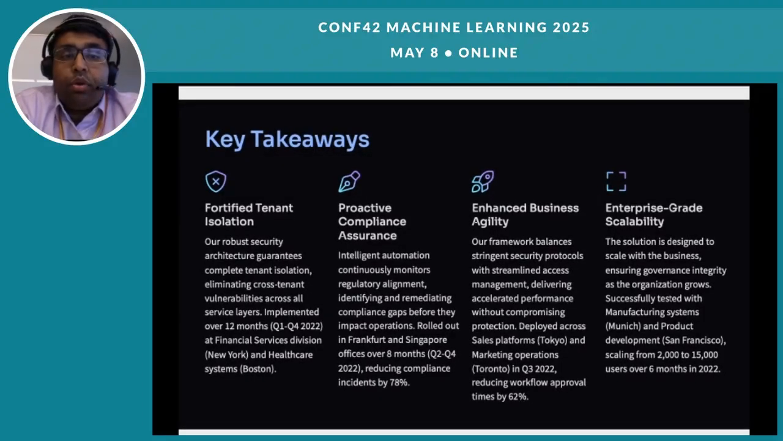To close, here are four core takeaways. Complete tenant isolation, achieved through layered controls and encryption. Automated compliance, achieved by eliminating human error and delays. And business agility, with governance that doesn't slow teams down. Scalability, allowing us to grow from thousands to tens of thousands of users with zero degradation in integrity. We built a governance foundation that is not just secure, it's built to last.